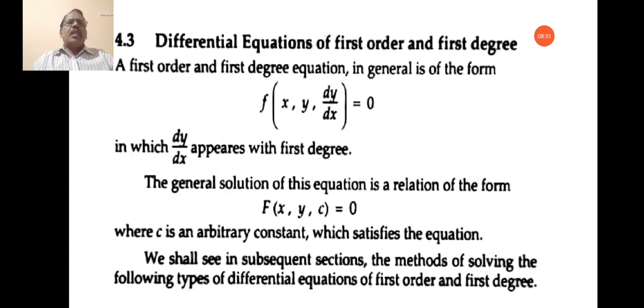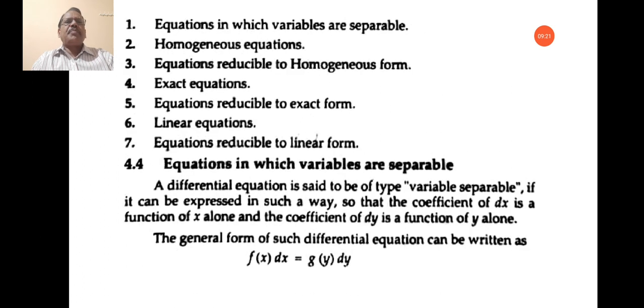The general solution of this equation is a relation of the form f of x comma y comma c, where c is a constant, is equal to 0. So solution is f of x comma y comma c is equal to 0. So this is about differential equation of first order and first degree. There are several types of differential equations.